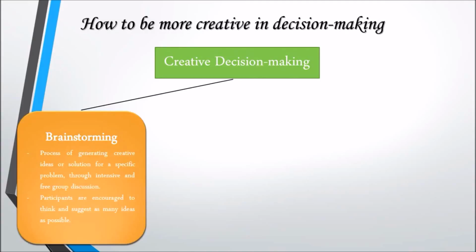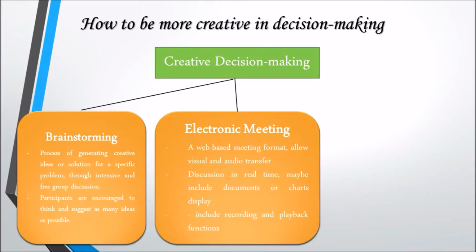First, brainstorming. This is the process of generating creative ideas or solutions for a specific problem through intensive and free discussion. The participants in brainstorming are encouraged to think and suggest as many ideas as possible, no matter how wild they are. Secondly, electronic meeting, better known as e-meeting.